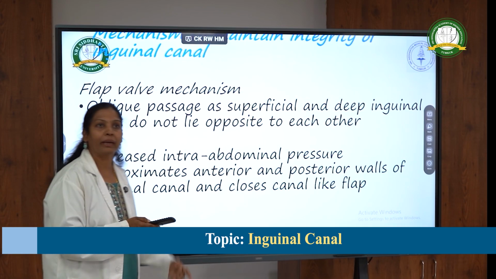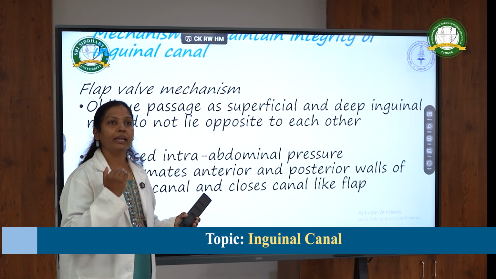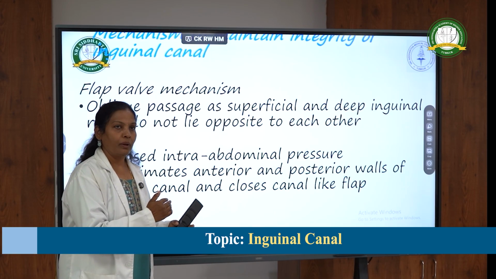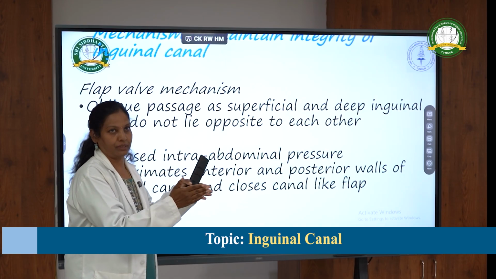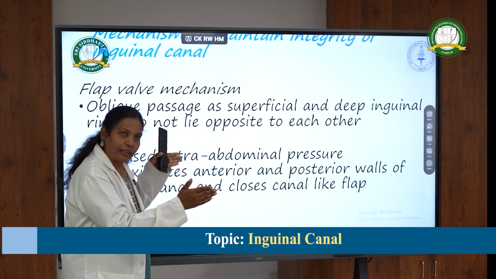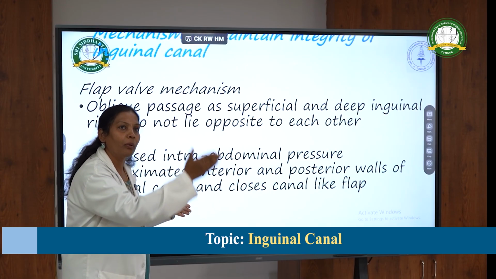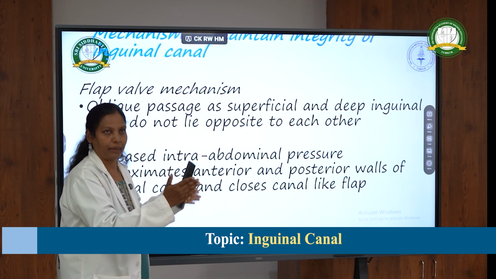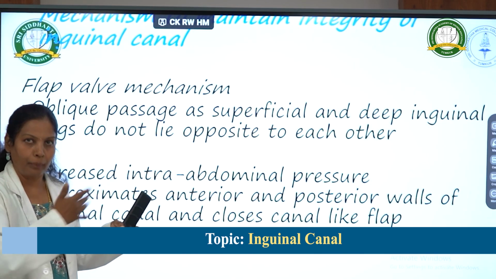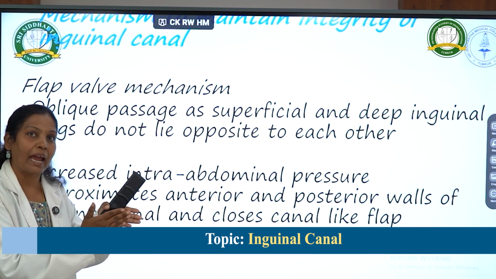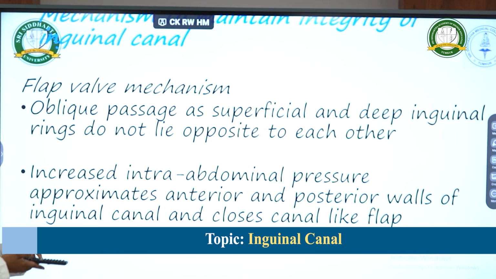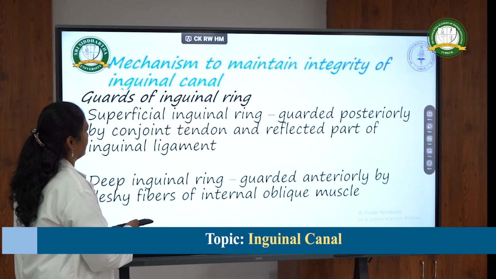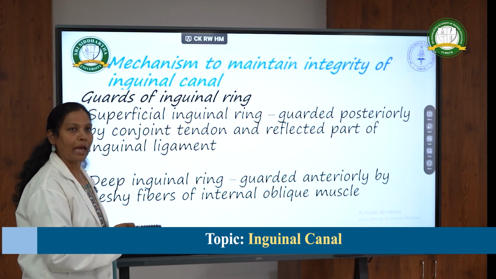Okay, so first is flap valve mechanism. So this is because of the oblique nature of the inguinal canal. So this superficial inguinal ring and deep inguinal ring, they are not exactly opposite to each other. Okay, instead, deep inguinal ring is on the deeper plane and superficial inguinal ring will be more on the superficial plane. They are at different coronal planes. Okay, so whenever there is increase in the intra-abdominal pressure, there will be approximation of this anterior wall and posterior wall. So that itself will prevent the occurrence of the inguinal hernia. So that is called as the flap valve mechanism. Okay, so it closes the canal like a flap. That's why it's called as a flap valve mechanism.